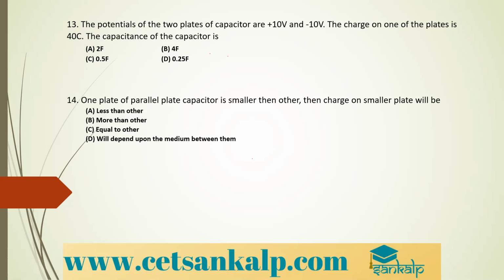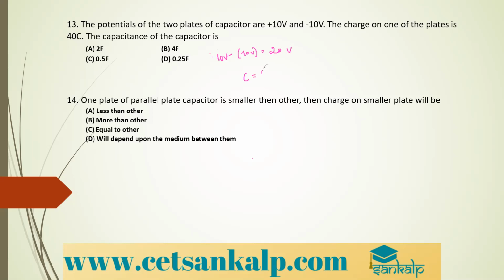The potential difference across the parallel plate is given by... They have given you the charge, 40 coulomb, and the potentials of the two different plates. Therefore, you need to calculate the net potential. How you can do it is 10 volt minus minus 10 volt. That is nothing but 20 volt, the net potential.